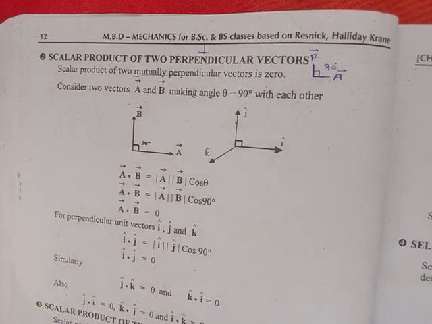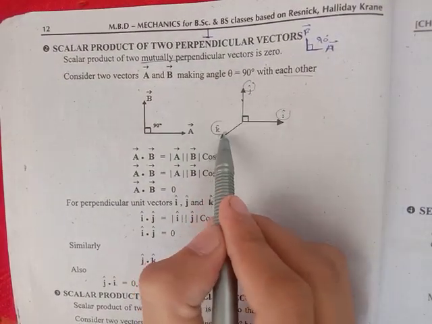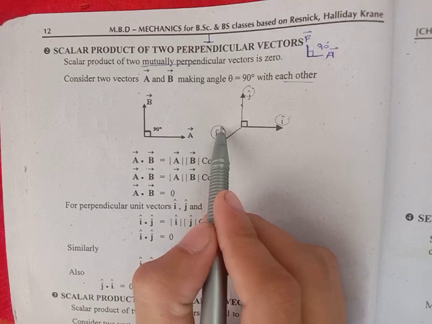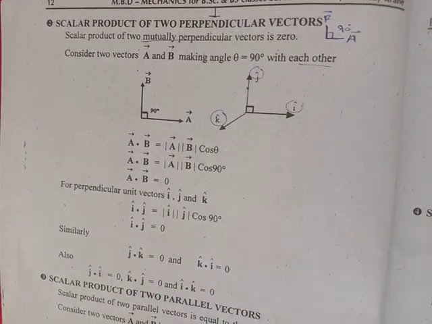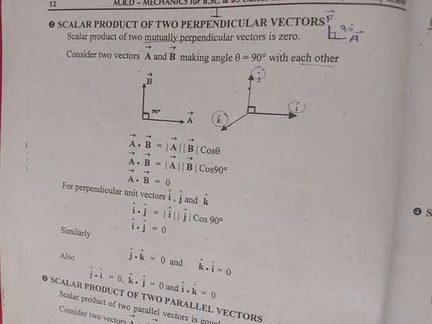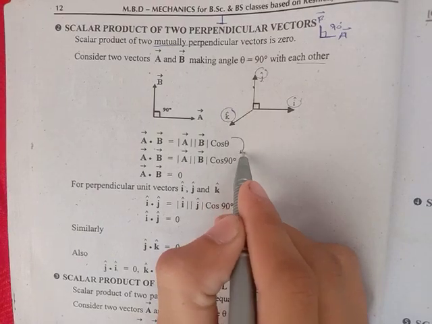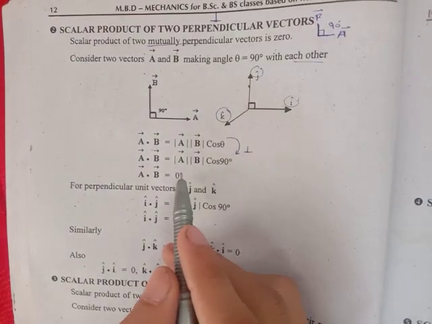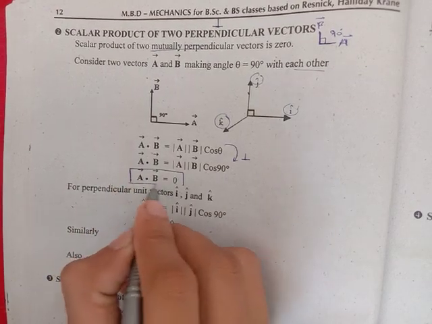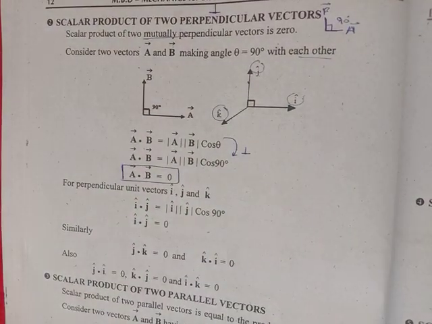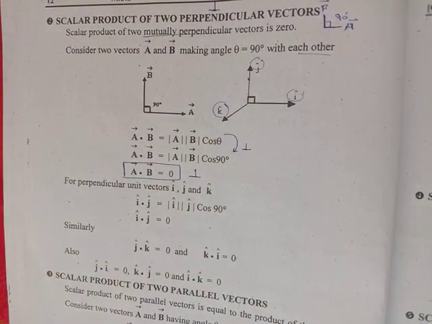Consider two vectors A and B making an angle theta with each other. I, J and K are the unit vectors which show the direction, having a magnitude of 1. So A dot B is equal to magnitude of A, magnitude of B, cos theta. Theta is 90 degrees since they are perpendicular, so we put 90 degrees here. So the final result is 0. A dot B is equal to 0 if the vectors are perpendicular at 90 degrees.